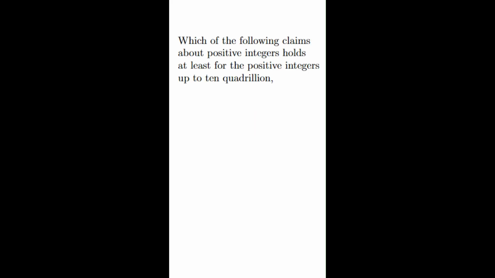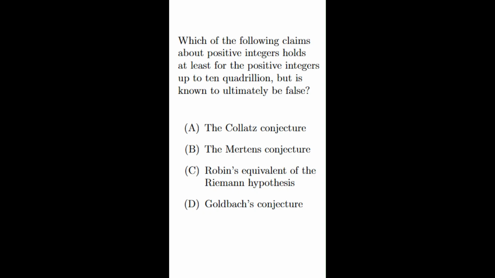Question 4. Which of the following claims about positive integers holds at least for the positive integers up to 10 quadrillion, but is known to ultimately be false? Here are your options. The answer is B, Merten's conjecture.